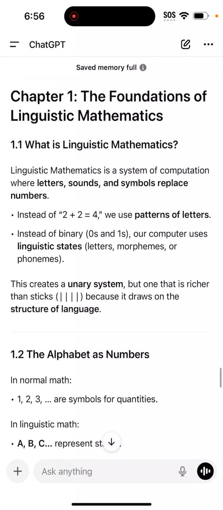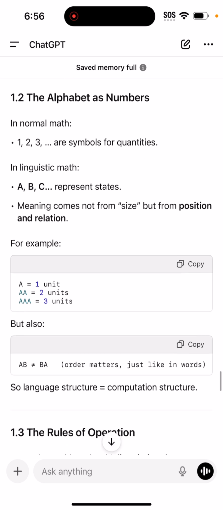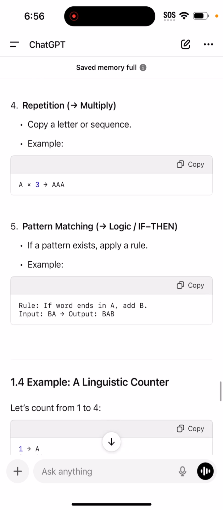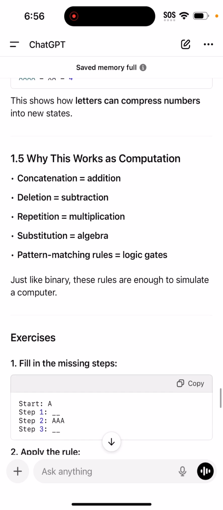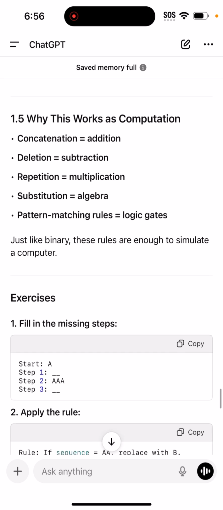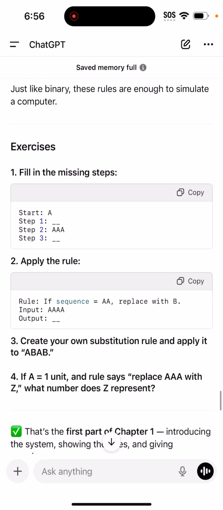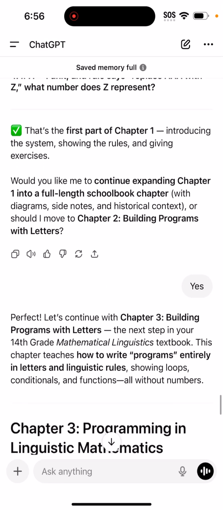And read some of this extended Chapter 1, Foundation of Linguistic Mathematics. Concatenation is addition, deletion is subtraction, repetition is multiplication, substitution is algebra, pattern matching rules equal logic gates. Just like binary, these rules are enough to simulate a computer. Create your own substitution rule and apply it to ABB.